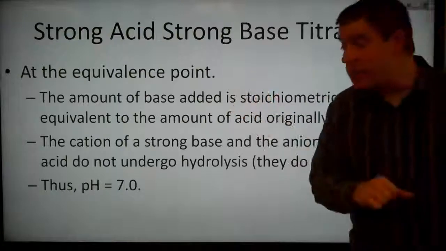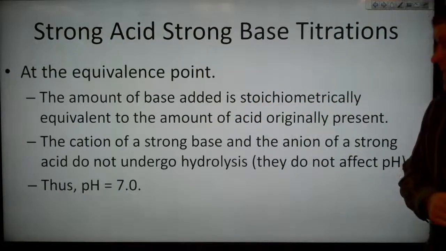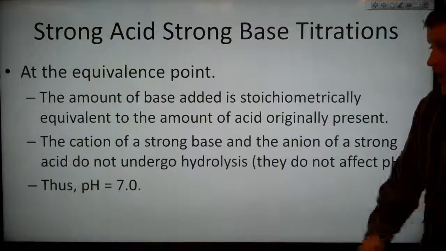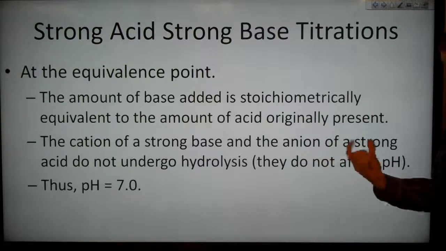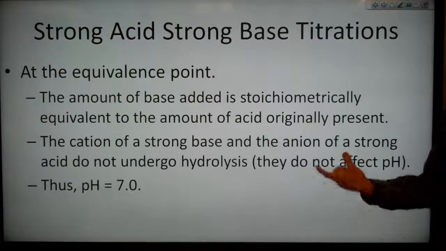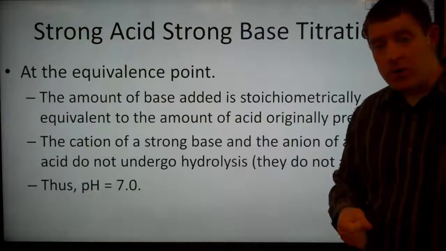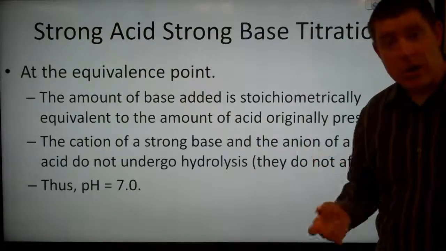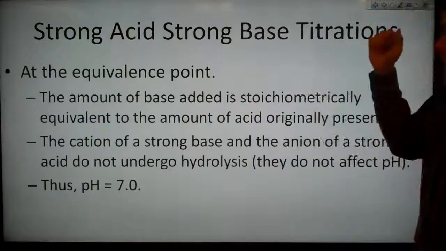So at the equivalence point, then the amount of base added is stoichiometrically equivalent to the amount of acid originally present. And this means then the cation of a strong base and the anion of a strong acid is what we have left. And these do not undergo hydrolysis, which means they don't affect the pH. If they don't affect the pH, then essentially we have a solution that would act the same pH-wise at least as if we just had pure water, and that means the pH is exactly 7.0.